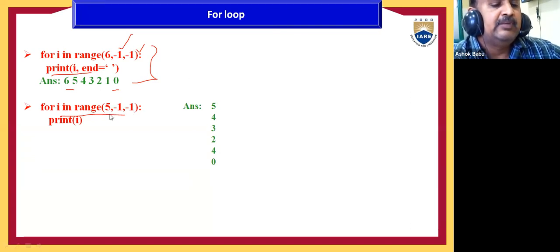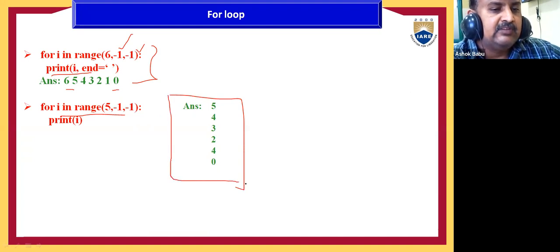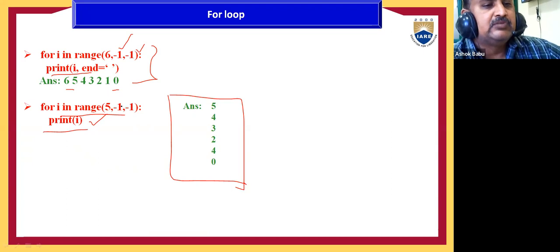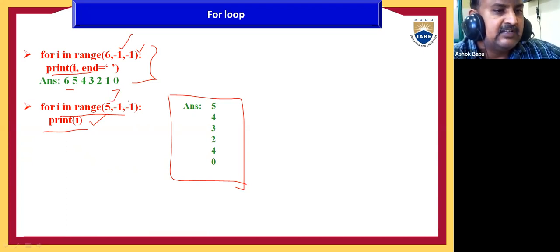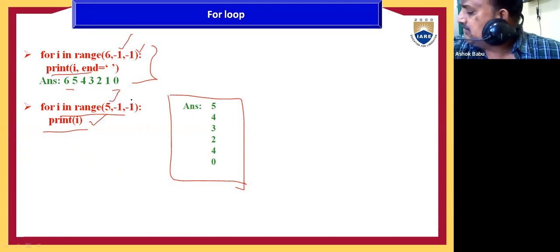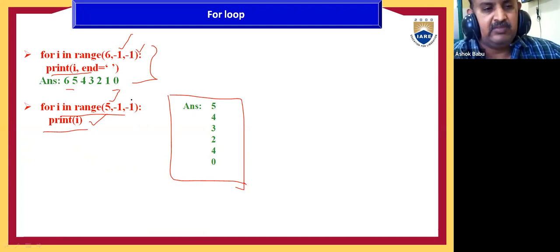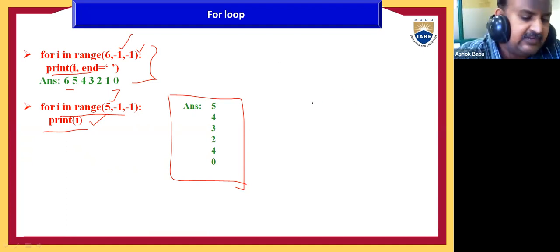The same, I need to print the numbers in reverse order, and they should print in vertical fashion. To print in vertical fashion, we just write print i. For i in range(5, -1, -1). Here 5 is the starting number and -1 is the ending number. Since -1 is excluded in the range, it will print the numbers from 5 to 0 only.